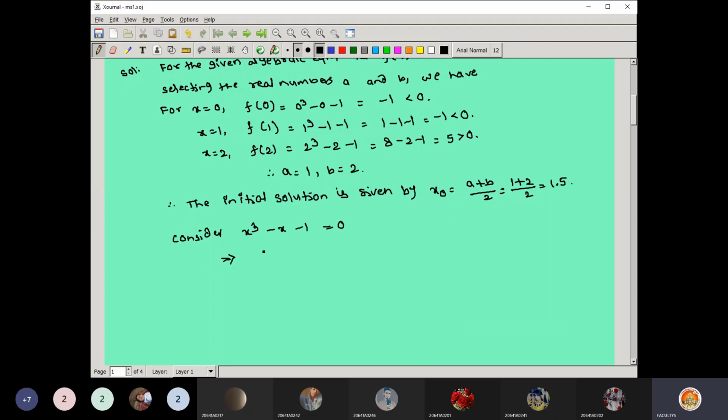From this, you are selecting the highest degree variable. Here the highest degree is nothing but x cube. The remaining terms you send to the right side so that you are getting x plus 1. From this, you eliminate the power, so x can be taken as (x plus 1) whole power 1 by 3. So this is looking like the form x_{n+1} equal to phi of x_n.